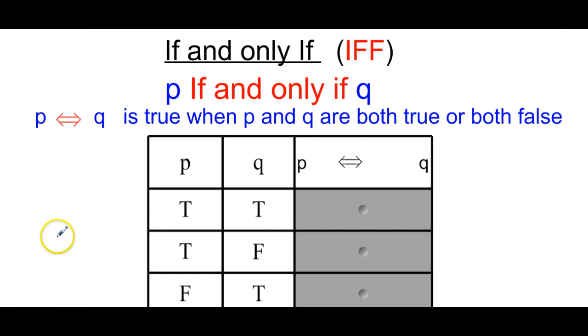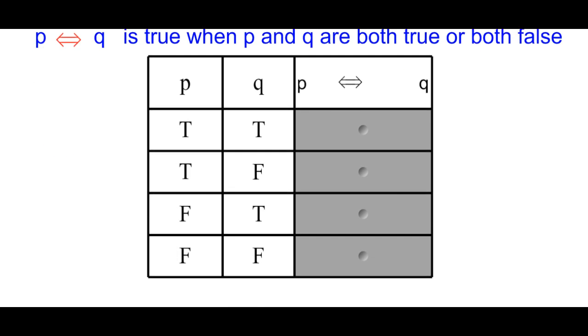All right, so the last statement I want to go over is the if and only if, right? P if and only if Q, right? This is always going to be true only when P and Q are both true or both false, all right? Both true or both false. So in this case, they have to be both true or both false. These are both true, so it's going to be true. These are both false, so it's going to be true. Everything else is going to be false, all right?